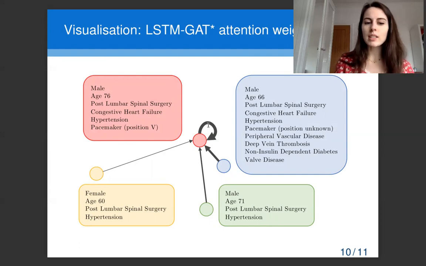So the attention weights attributed by the model are shown by the thickness of the lines in this diagram. So we can see that the model pays most attention to the self edge, followed by the patient in blue, who is most similar clinically. And then we have the older patient in green, and finally the younger female patient in yellow as the least relevant. So this is a nice consequence of the model because it can provide some verification to the clinician that the model is working as intended.